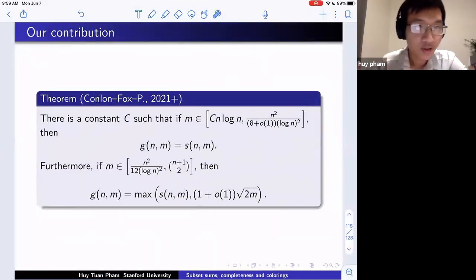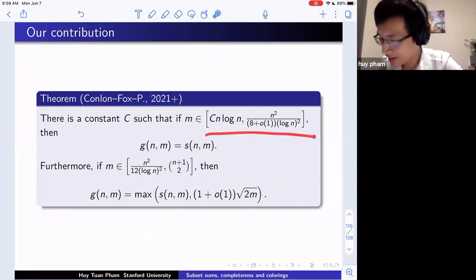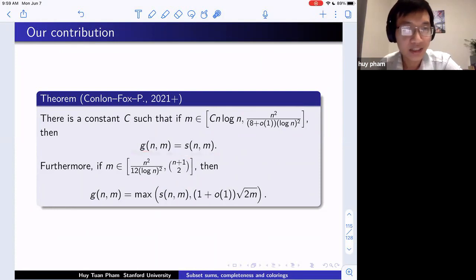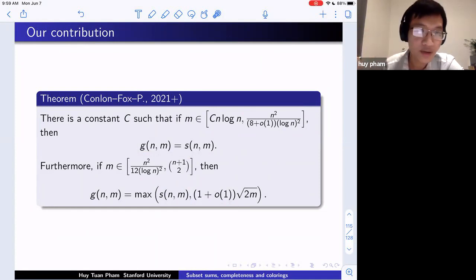And in our result, across roughly the entire range, we show that for all m at least a big constant times n log n, and at most roughly n squared over 8 times log n squared, G and m is exactly equal to S and m. And when m is bigger than n squared over a constant times log n squared, then we determine it up to 1 plus o(1). So when m is very near to n squared, the answer switches to square root of 2m instead of S and m. So roughly we switch from a divisibility obstruction to a size obstruction.